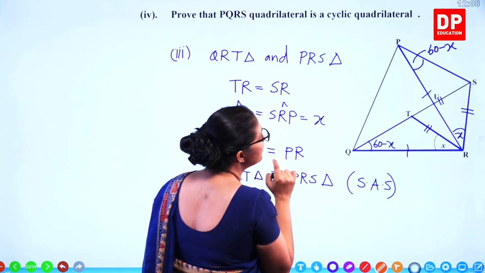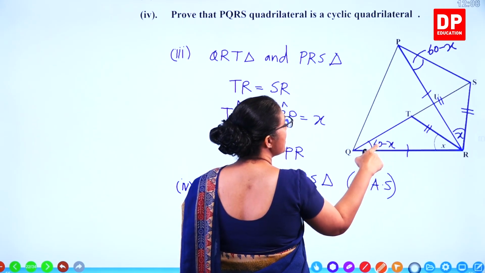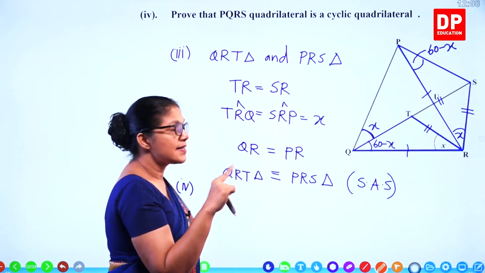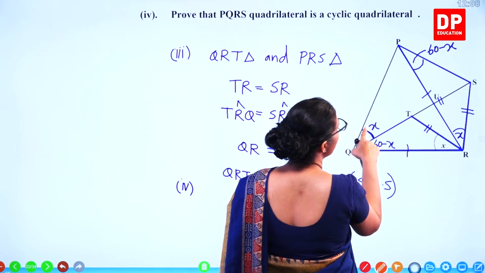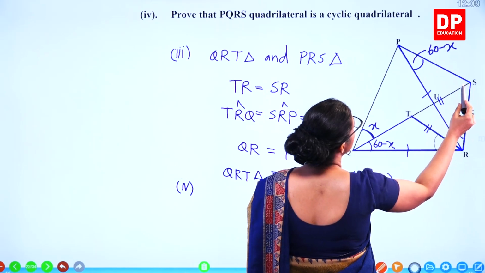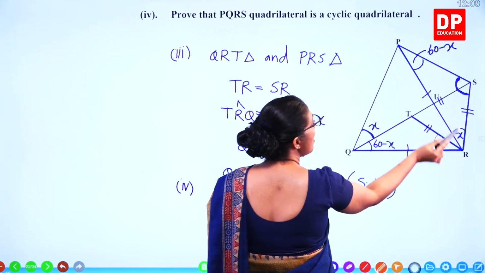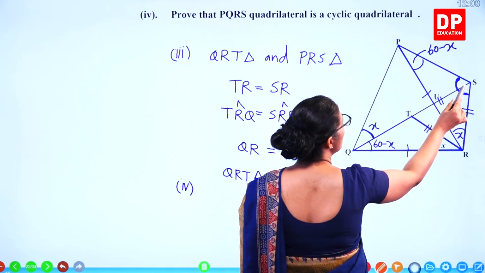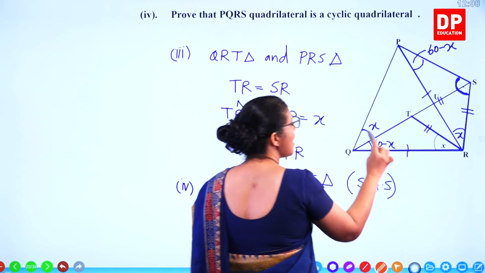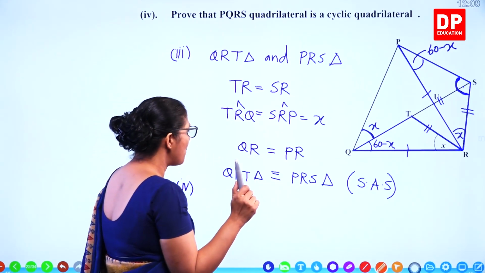What about this one? Now this whole thing is 60. 60 minus that, so this becomes x. 60 minus x, that becomes x. And if we can find out this angle, this is the easiest one. So what is this angle? 180 minus these two. Find that angle and see whether this and this, the sum is equal to 180. So we'll do it step by step.